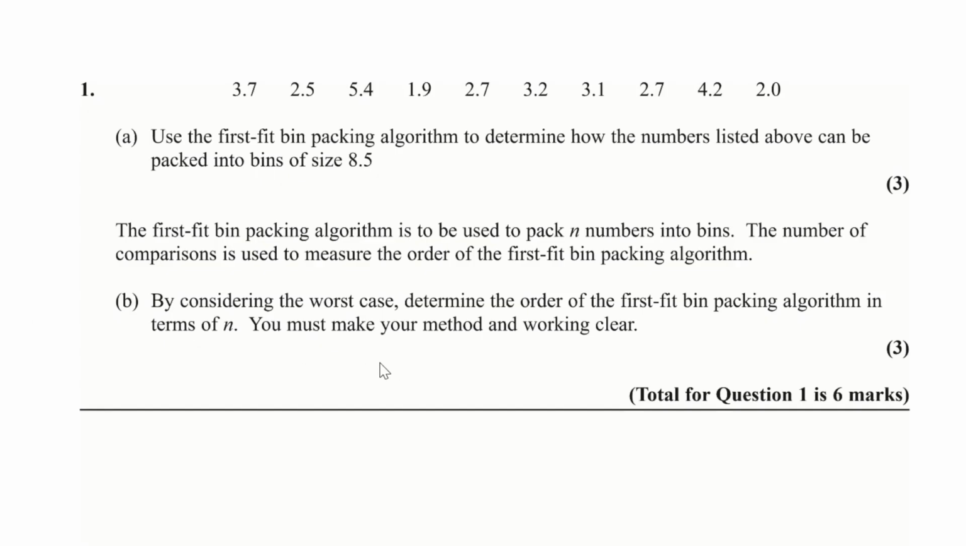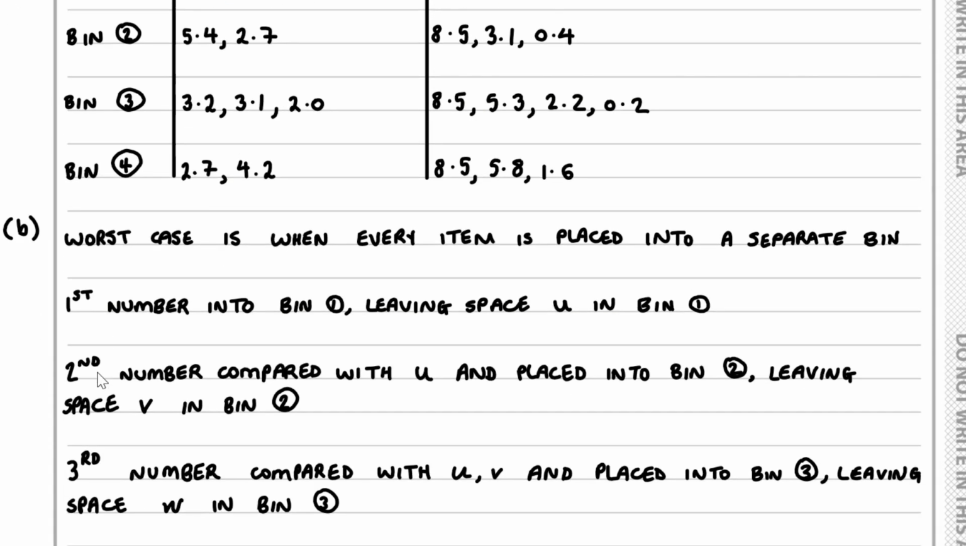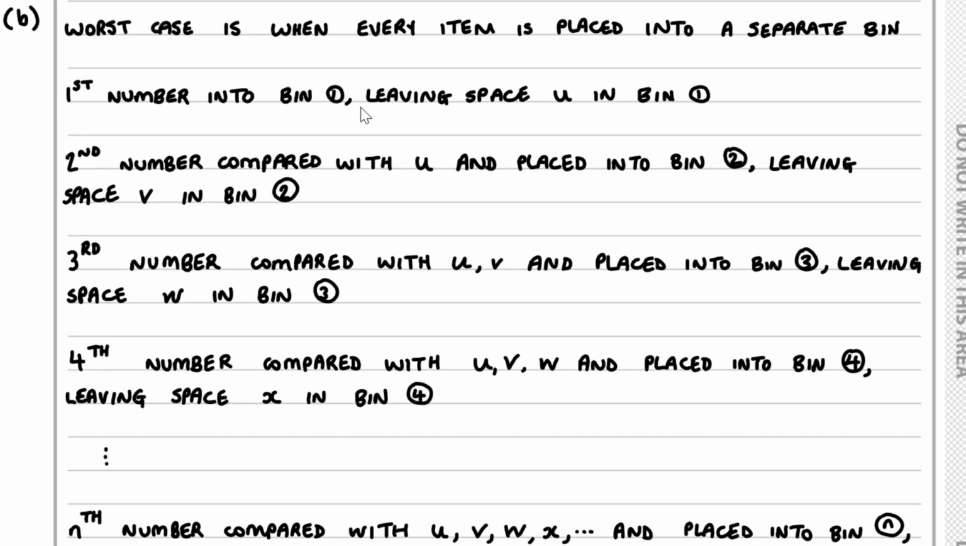Now if you go back to the question, we were told that the number of comparisons is used to measure the order of the first fit bin packing algorithm. So, of course, with the first number, there are going to be no comparisons. However, when we consider the second number, you can see here, we've compared the second number with the amount of space left over in bin number 1. So therefore, we have one comparison so far.